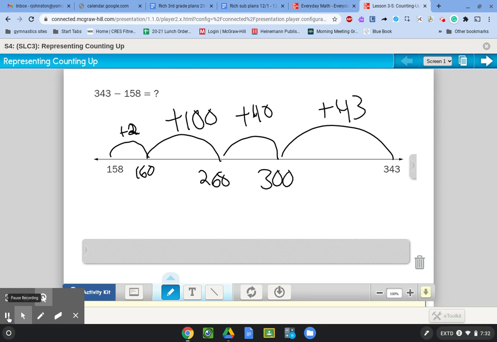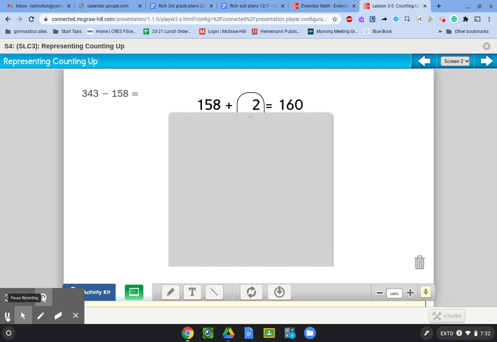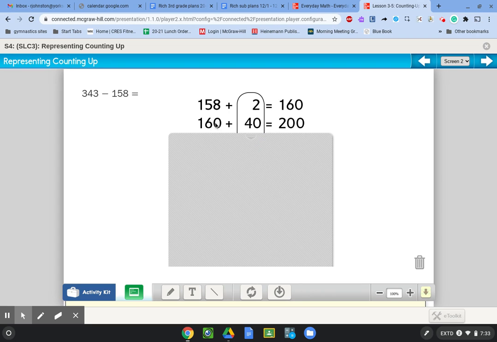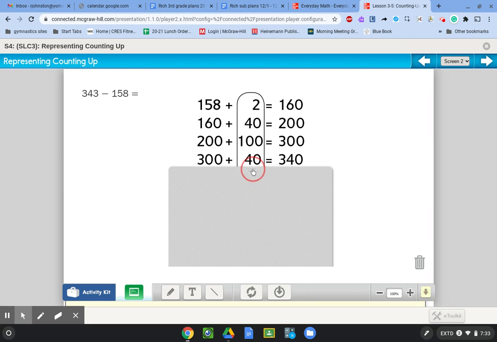Here's another way to look at it. This is just another way to look at the jumps we did. We started at 158. We did a plus 2 to get to 160. Then we were at 160. We did a plus 40 to get to 200. Then we were at 200. We did a plus 100 to get to 300. Then we were at 300. We did a plus 40 to get to 340. This is one way we could have done it. And we were at 340. We're trying to get to 343, so we knew that was a plus 3.